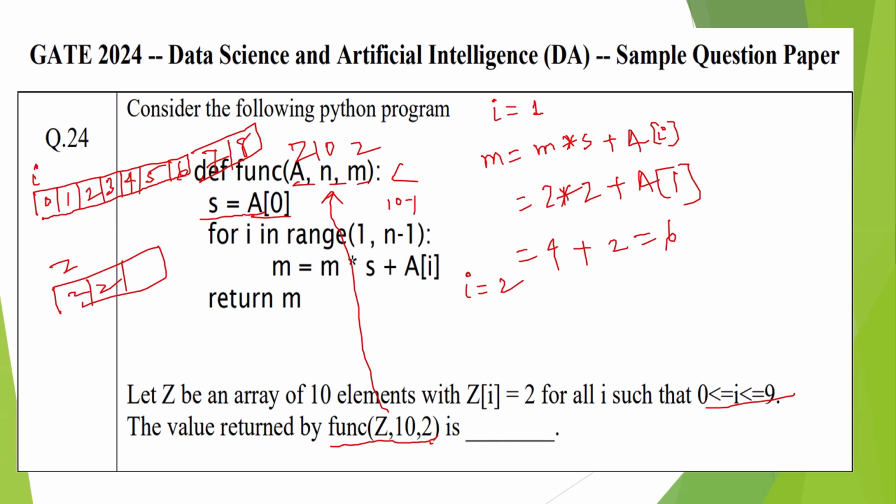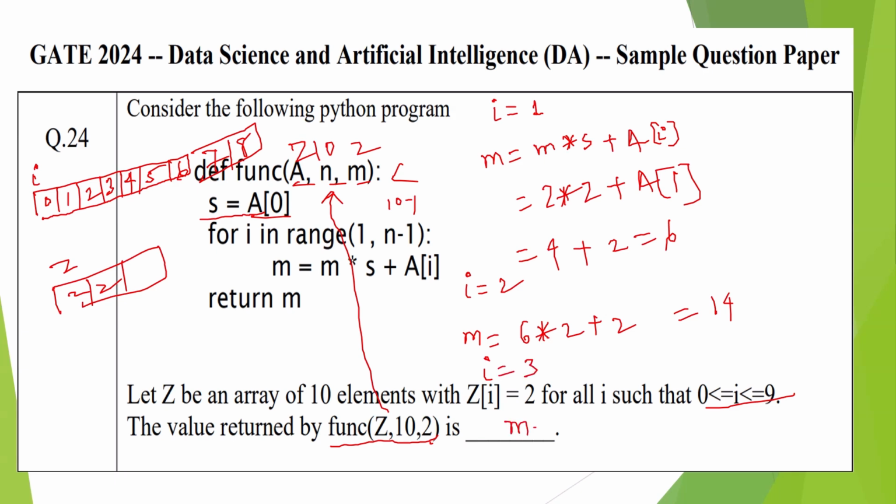Now calculate for i is equal to 2. Now the value for m, now m is 6, so 6 into s. What is s? s is 2 every time. Plus a of 2. In z every value is 2 only. So it will come 14. Okay. Now calculate for i equal to 3.